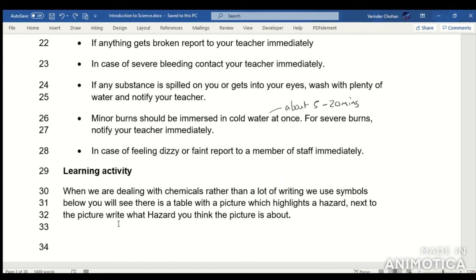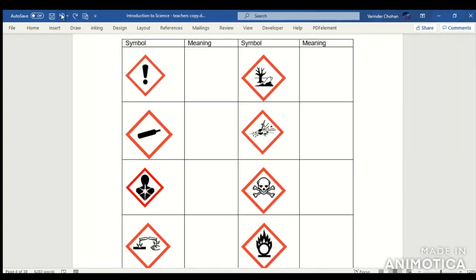Next, learning activity. When we're dealing with chemicals, rather than using a lot of writing, we use symbols instead. Below you will see there is a table with a picture which highlights a hazard. Next to the picture, write what hazard you think the picture is about. Let's go through the answers.